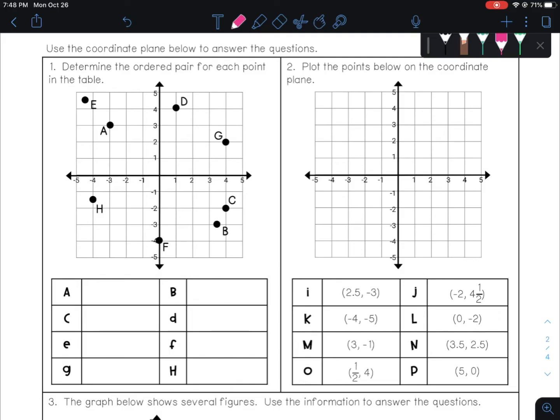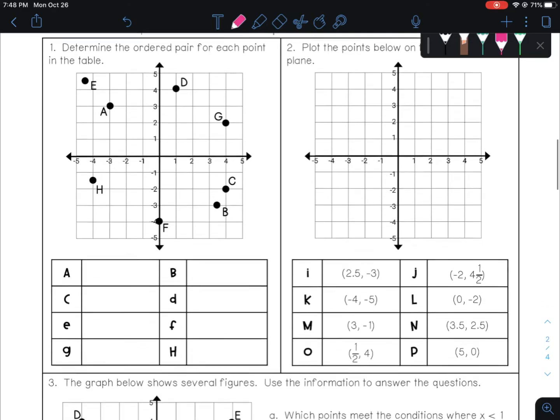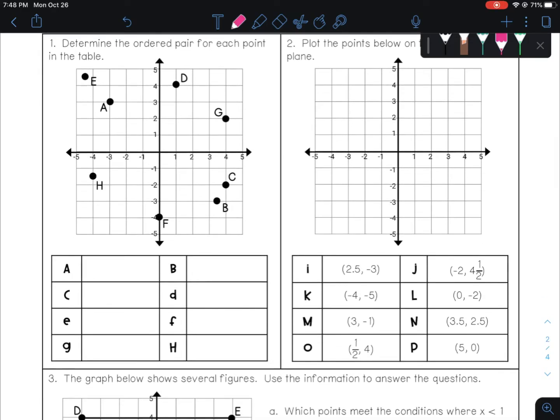Now let's take a look at some examples here. So for number 1, we want to determine the ordered pair for each point in the table. So point A, I'm going to start at 0, 0, okay? And now instead of just being able to go up and right, we actually can go left and down. But when you go left and down, that's negative numbers. Okay, so we're still going to go over first. So we go over to the -3, and we go up to 3. So it's going to be -3, 3.